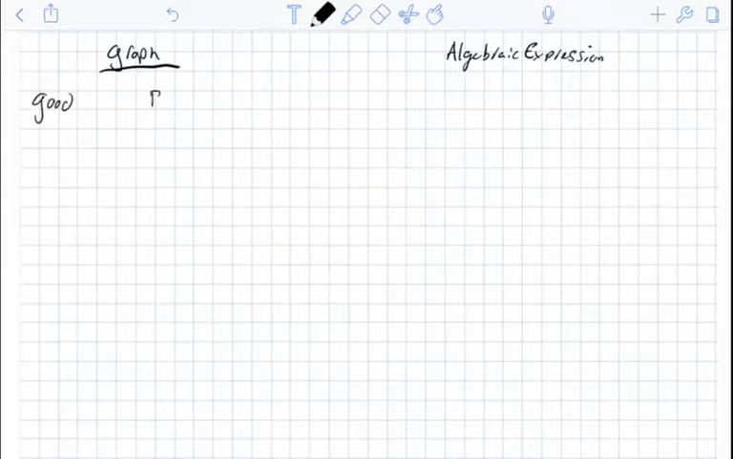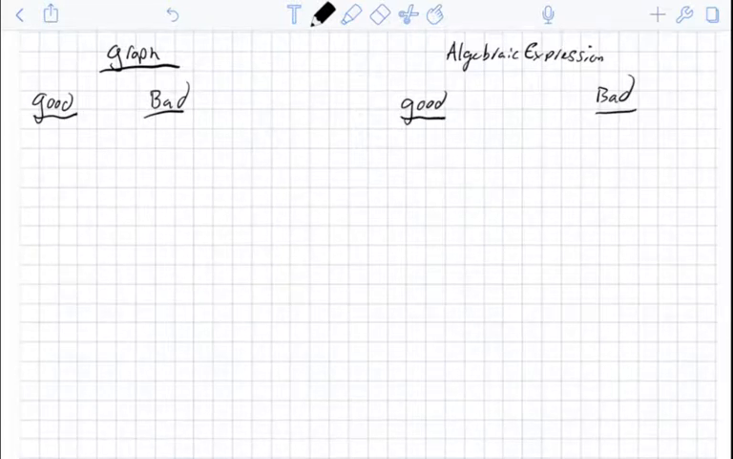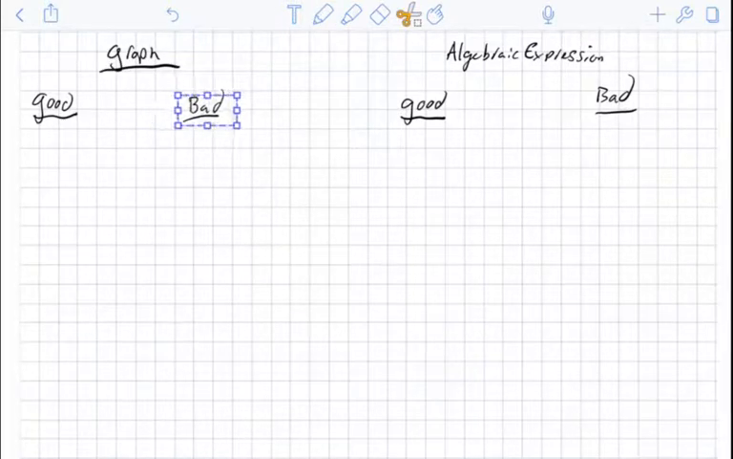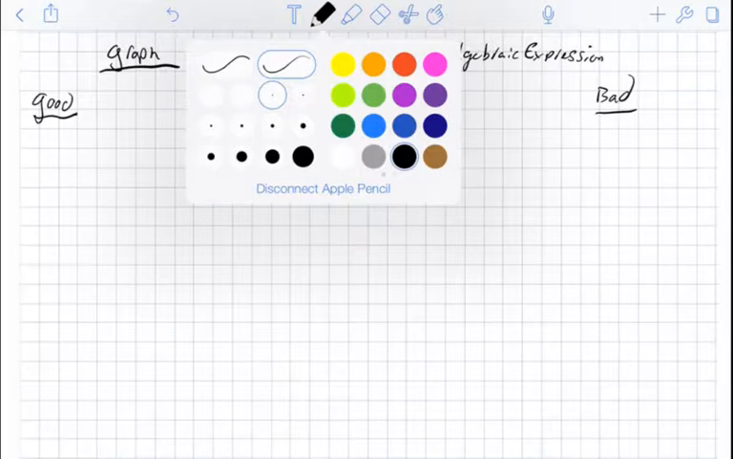Good, bad. Good and bad aren't the right words. I think I mean to say advantages and disadvantages, but those are big words, and I don't want to spend all day here. So, all right.